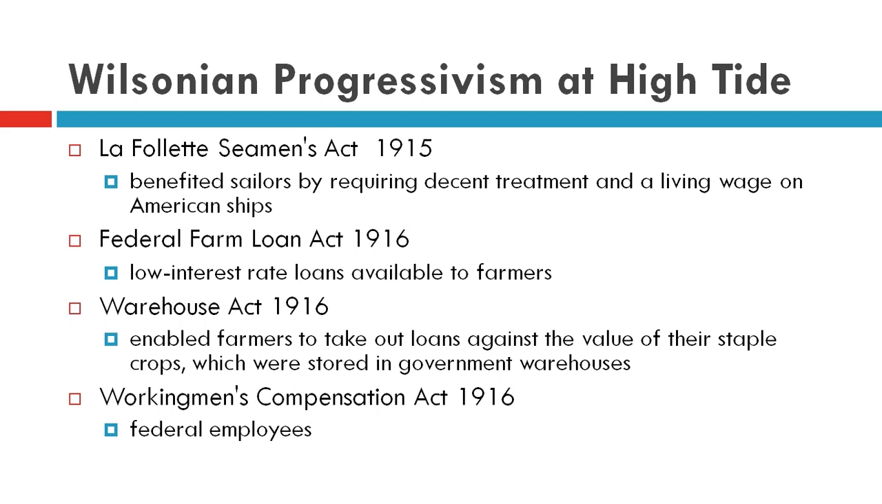The Federal Farm Loan Act, as you can see, provides low interest rate loans to farmers, and also the Warehouse Act enabled farmers to take out loans against the value of their staple crops, which are being stored in government warehouses. So probably a response to those disgruntled farmers who helped to form that Populist Party at the end of the 19th century. And there's also workmen's compensation in 1916 for federal employees only, but again, a step in the right direction.